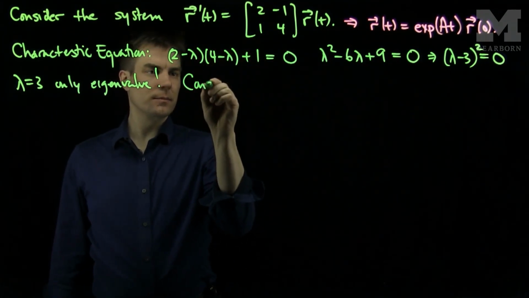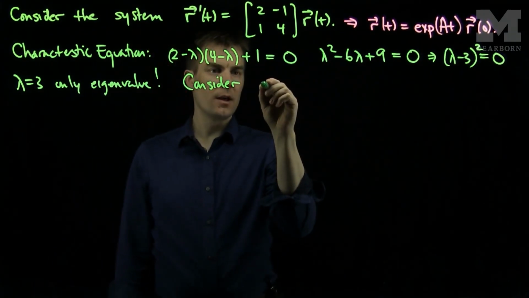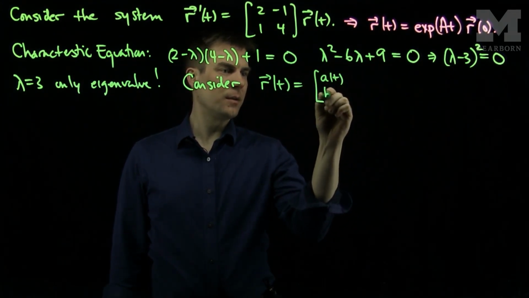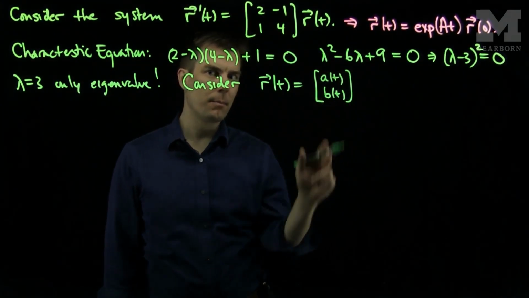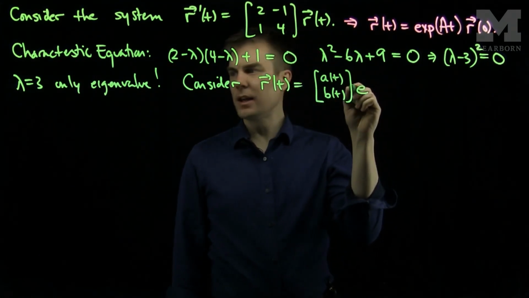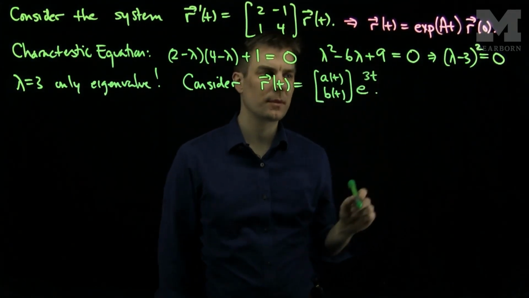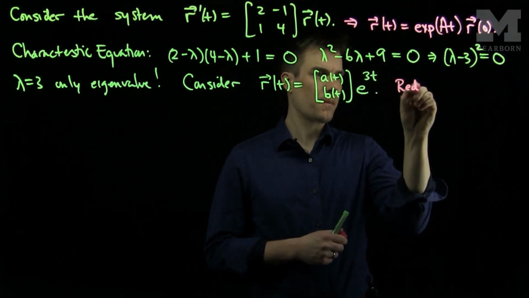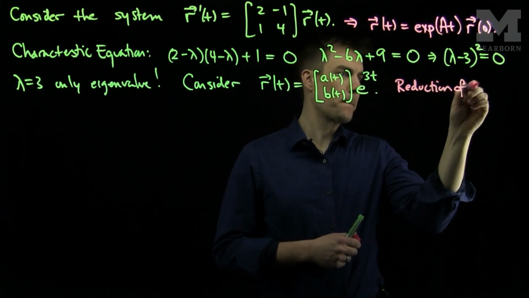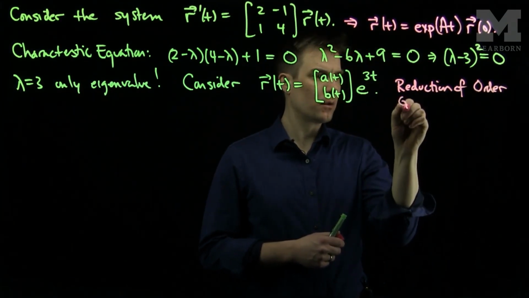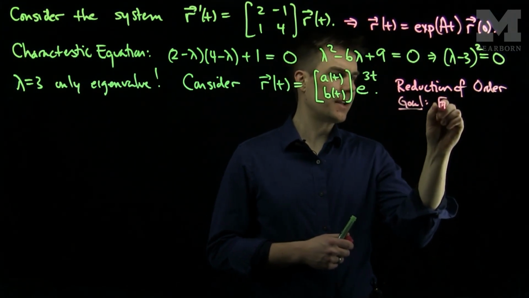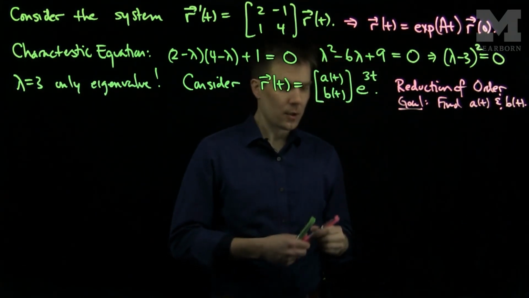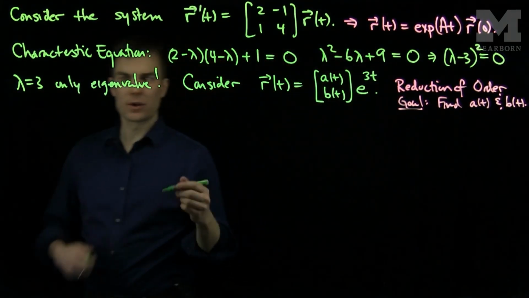So we'll consider the solution R of t, which is [A of t, B of t]. So I will vary my eigenvector, e to the eigenvalue t. So this is reduction of order. And our goal is to find A of t and B of t. To do that, we'll plug it back into the original equation and check.